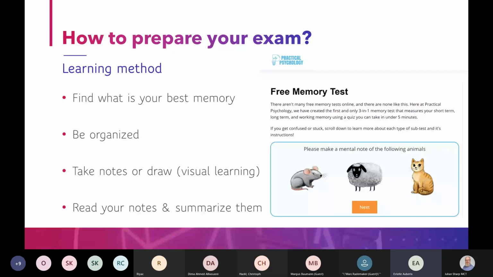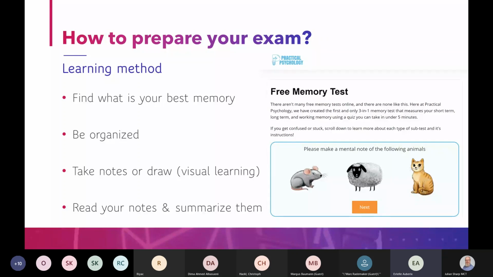Maybe it's better to write or to draw the concept of the knowledge that you're going to learn, rather than if your memory is audio. If you have a better audio memory, in this case, you will have to privilege the webinars or the video tutorials, because you will have to hear and listen to the information in order to memorize them.